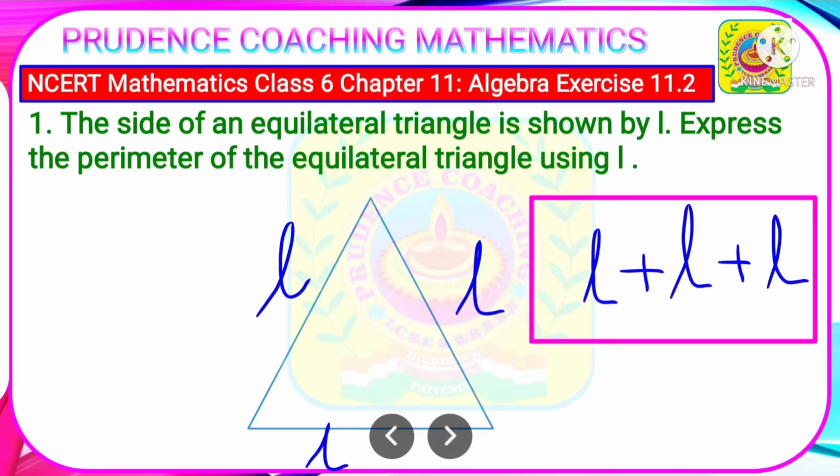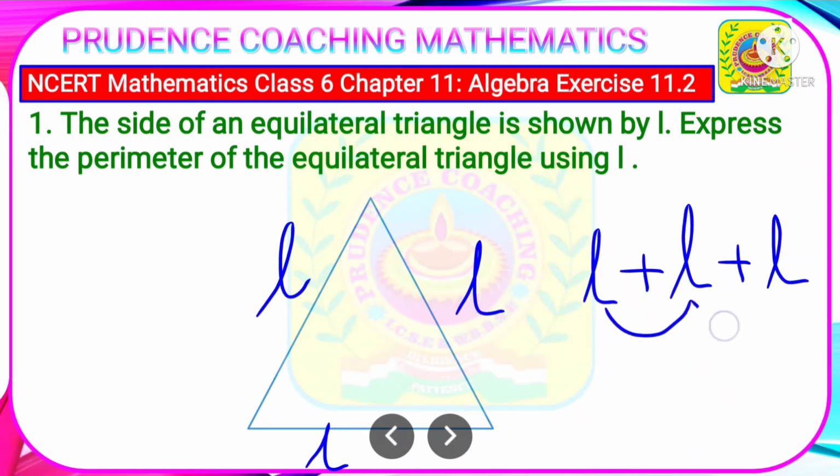So what are you getting? How many L are there? 1, 2, 3. So 3 into L, that is equal to 3L. So here the perimeter of the equilateral triangle will be equal to 3L.